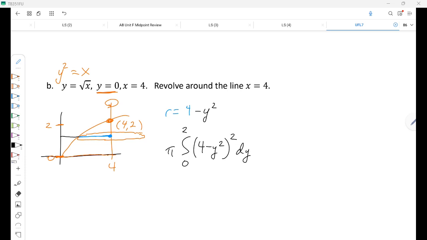When you go to type that in your calculator, there's nothing saying that you have to use y's, right? We're using y's because it matches our picture, but you can totally just use your x button because it's easier. So go ahead and find out what that is. 0 to 2, 4 minus x squared, but squared.